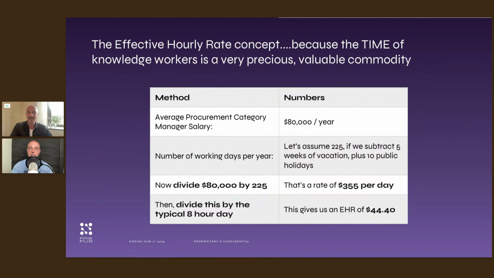But then James had a very interesting concept that he brought forward called the effective hourly rate, which I think was an even better way to break this down to something so granular and so tangible, which is really how much we're paying per hour.